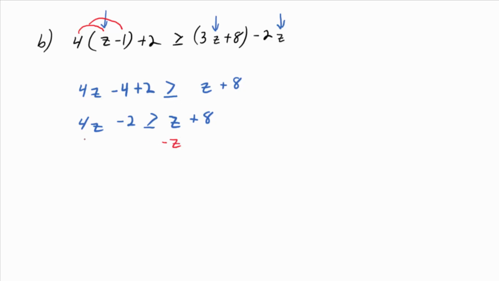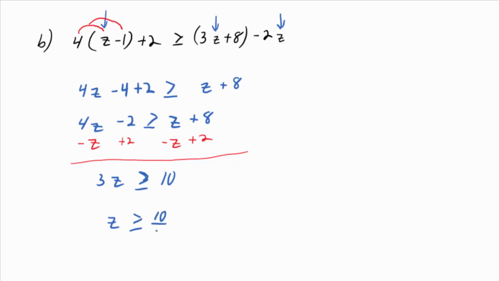How about we subtract the z's from both sides? Can we do it all at once and get the constant to the right side? Help me out. How would I do that? Add 2. Okay. So what does that get me? 3z is greater than or equal to 10. And what would I do then to solve for z? Divide both sides by 3. z is greater than or equal to 10/3.